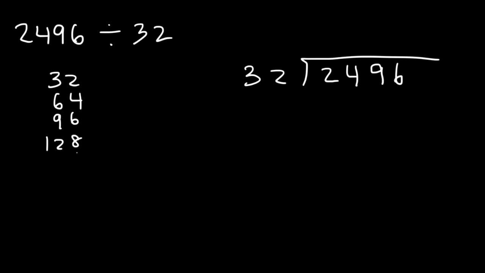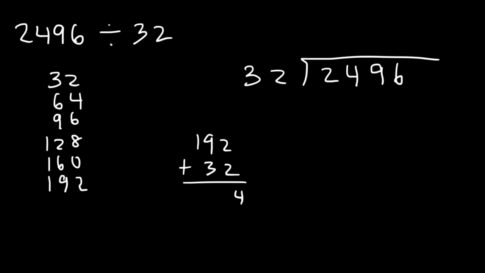Once you get up to 10, you just need to use it once, and you don't need to do it again. Now, 128 plus 32, if we add that, 8 and 2 is 10. Carry over the 1, 2 plus 3 plus 1 is 6. Bring down the 1, that's 160. And if we add 32 to 160, that's going to be 192. And then 192 plus 32, that's 4. 3 and 9 is 12. Carry over the 1. That's going to be 224.